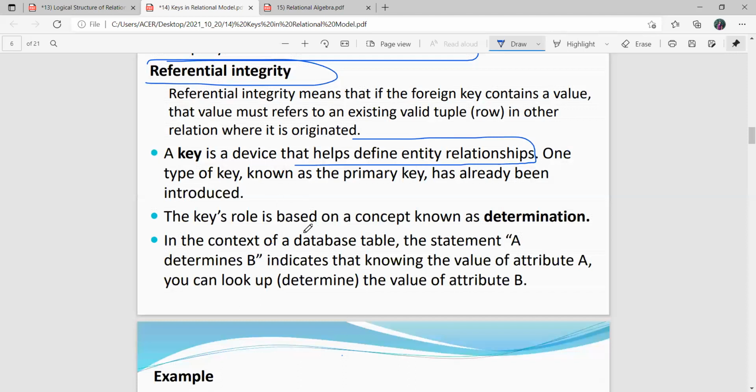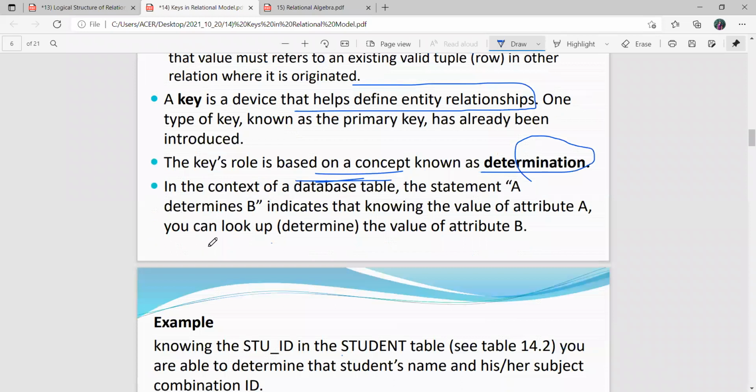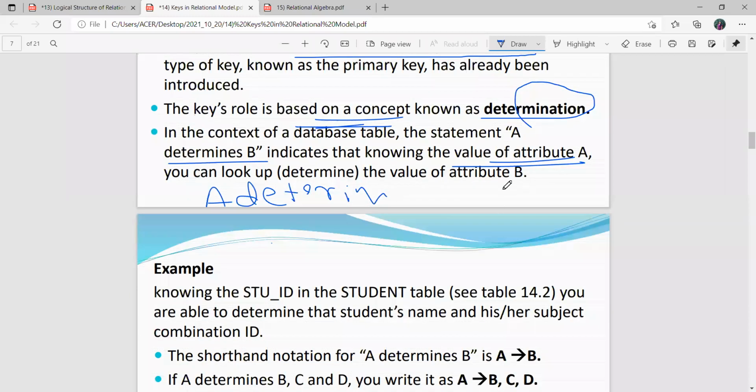The key's role is based on the concept of determination. In the database context, you can see the statement A determines B. That means the value of the attribute A, you can look up or determine the value of B. That means with the value of attribute A, you can look up the value of attribute B. This is the shorthand notation of determines: A determines B.